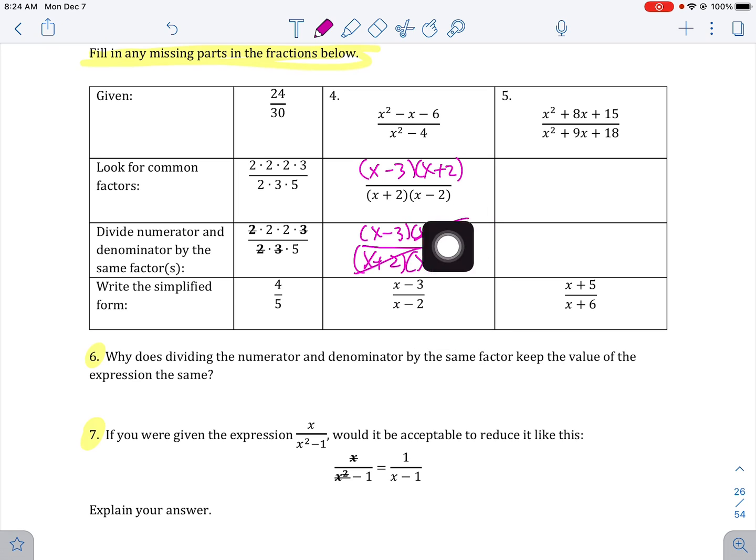But there's something strange that happens here, and that is when you canceled out the x plus 2, you removed the piece of information that said that x could not be negative 2. Because if x was negative 2, then the denominator is 0 and it's undefined.